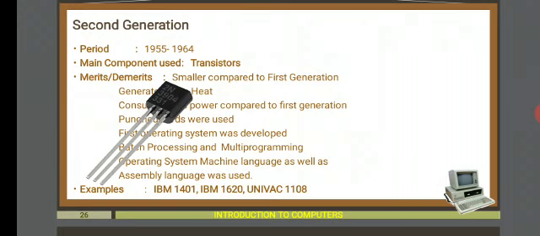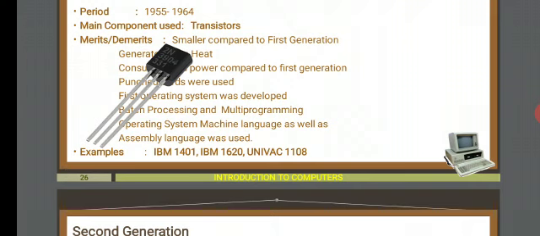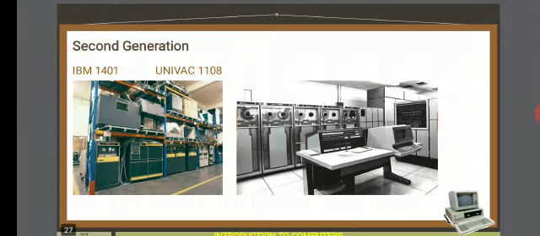Then batch processing and multi-programming were used in the second generation. Then operating system, machine languages as well as assembly language were used. In the first generation we used only machine language, here we also used assembly language in this second generation. Examples we can see are IBM 1401, IBM 1620, and UNIVAC 1108. So this is the second generation computer. See the size, it was also big, but compared to the first it was small.